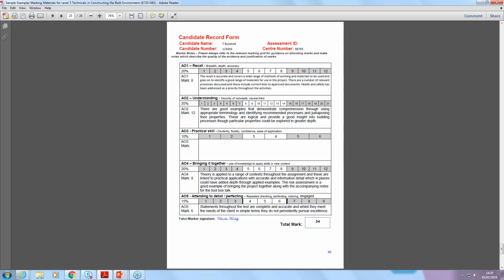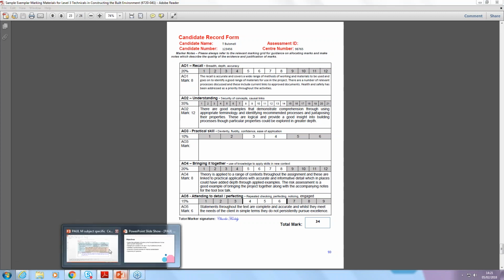Before we move on to the slide, just to draw your attention to the fact, you'll see here the justification of marks that the principal moderator has given, or the marker has given at the centre. And again, AO3, the practical skill, is blank because within this learner exemplar there isn't a practical task. So the total marks of 34 there are actually out of a total of 54, because there is no practical task in this particular exemplar.